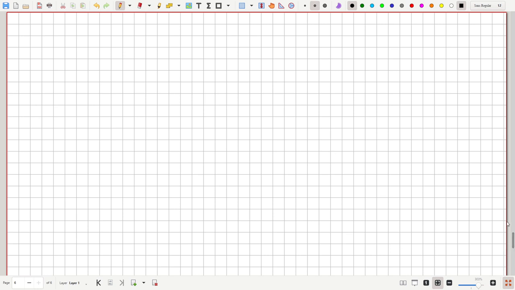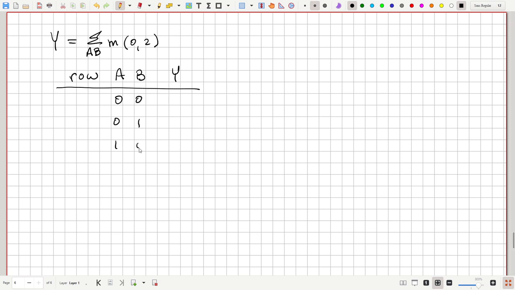Let's look at an example. What is the truth table corresponding to the canonical sum, sum over A and B, so that tells you you've got two input variables, min terms in rows 0 and 2. All right, so here are the values of A and B, and here's the value of Y. 0, 0, 0, 1, 1, 0, 1, 1. This is row 0, row 1, row 2, row 3. And we have min terms in rows 0 and 2. So that means there's a 1 in row 0 and in row 2. And the other rows then would be zeros.